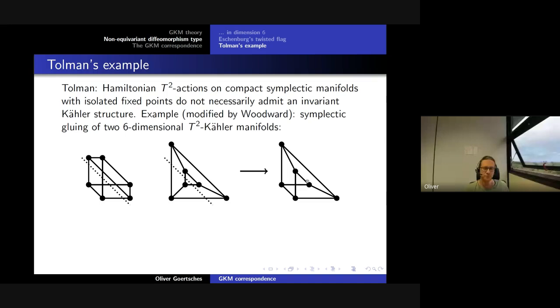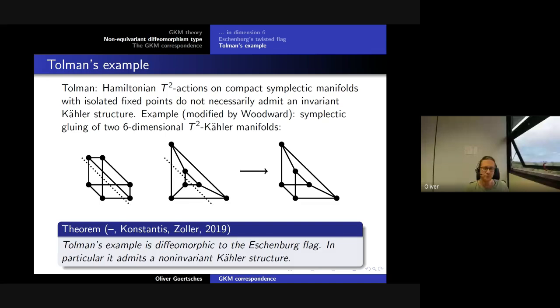So this action here is GKM, and has the same GKM graph as our Eschenburg flag. So we could conclude with our non-equivariant diffeomorphism classification that this example here is diffeomorphic to the Eschenburg flag, right? And in this way, we could solve a question that Tallman asked, namely, she showed that this example did not have any invariant Kähler structure, but she asked if it has any Kähler structure. And this we could answer in the affirmative by this classification, because it was known that the Eschenburg flag admits some Kähler structure.